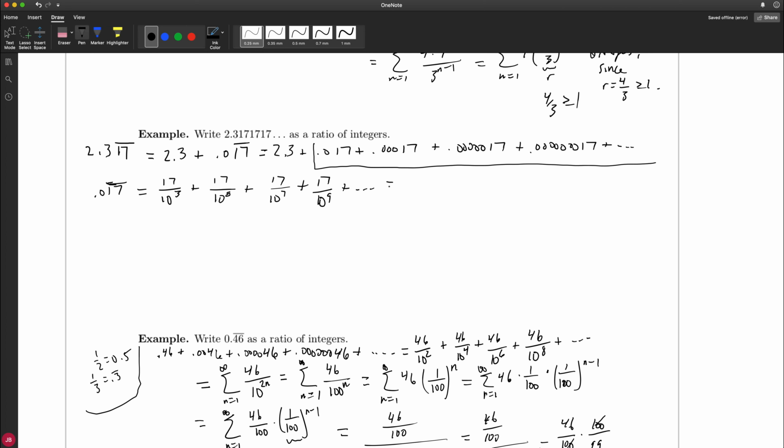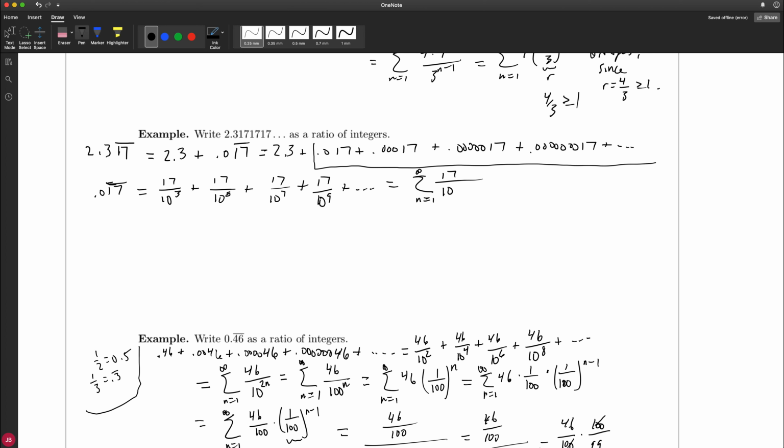Well, that is an infinite series, right? And it looks to be geometric, right? You have the same thing, but now the power is changing with every step. That is a geometric series. So let's start with n equals 1. We always get 17 on the numerator. In the denominator, what's our power of 10?